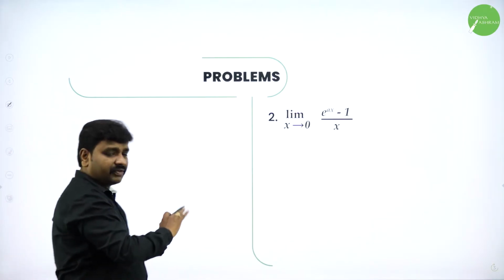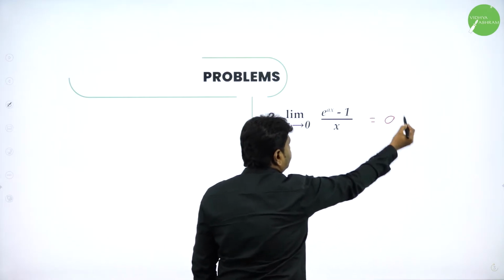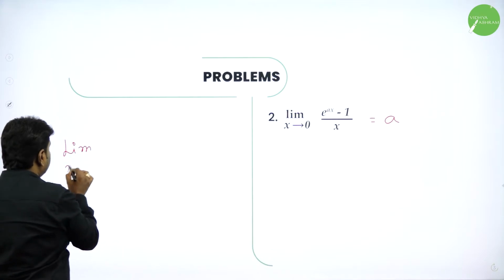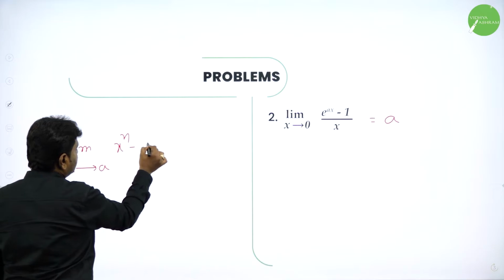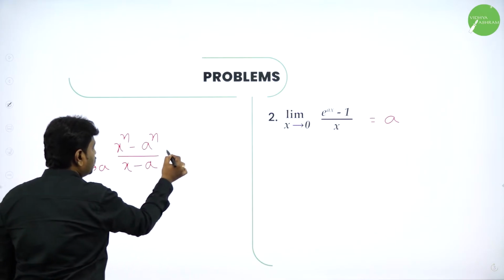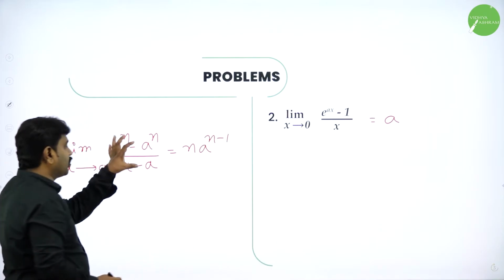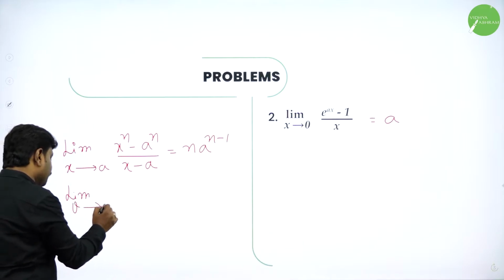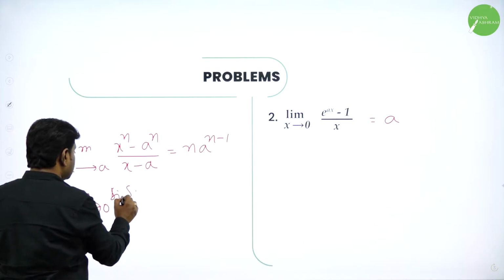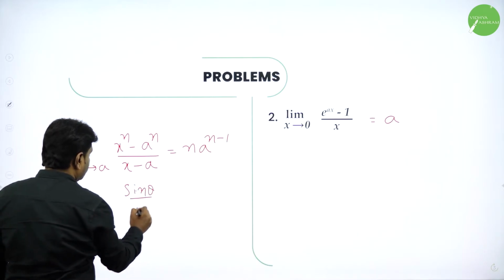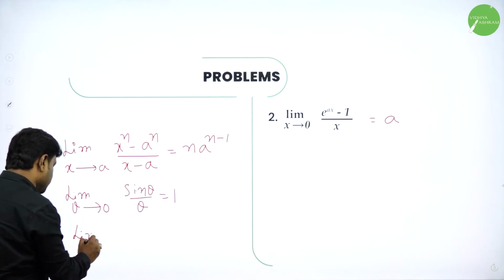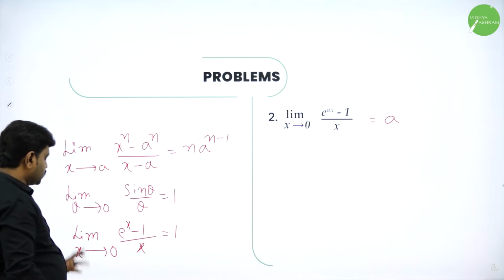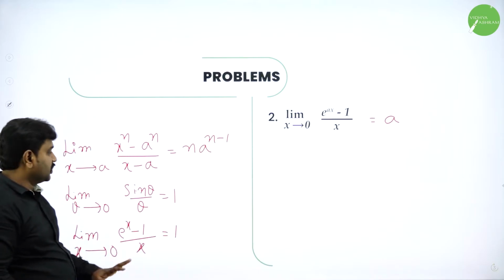Just let me summarize this. We have done this problem and we got the answer as A. Now I'll talk about this problem. So we have learned theorem 1. What is theorem 1? Limit x tends to a, x power n minus a power n divided by x minus a is n into a power n minus 1. In these kinds of problems, you should not apply x as a. We use the theorem. And similarly, we have learned limit theta tends to 0, sin theta by theta is 1. And similarly, we have limit x tends to 0, e power x minus 1 by x is 1. So these are the standard forms.